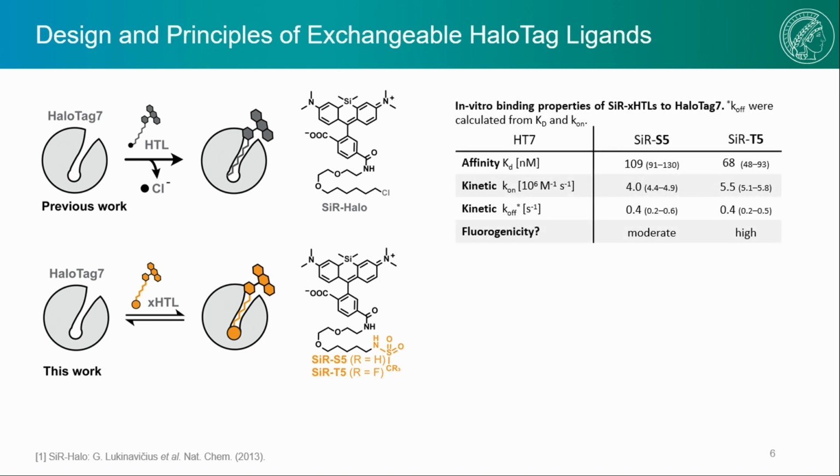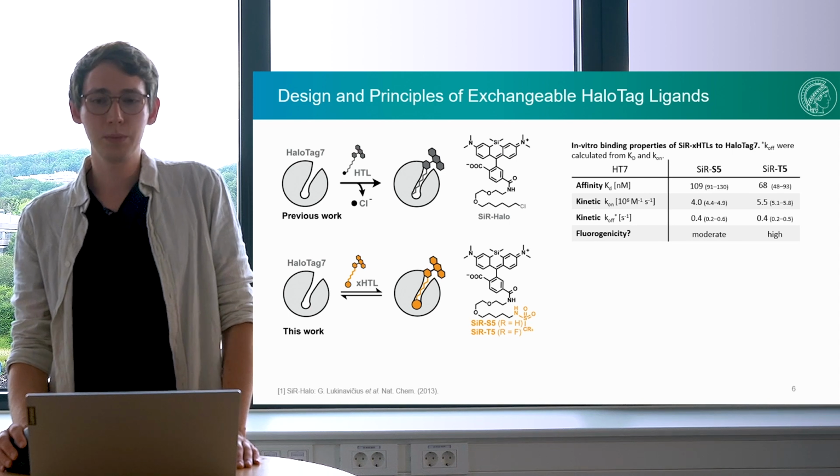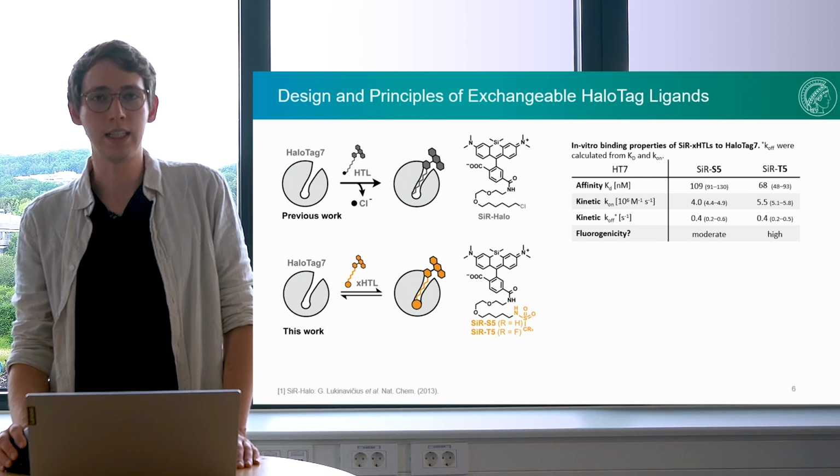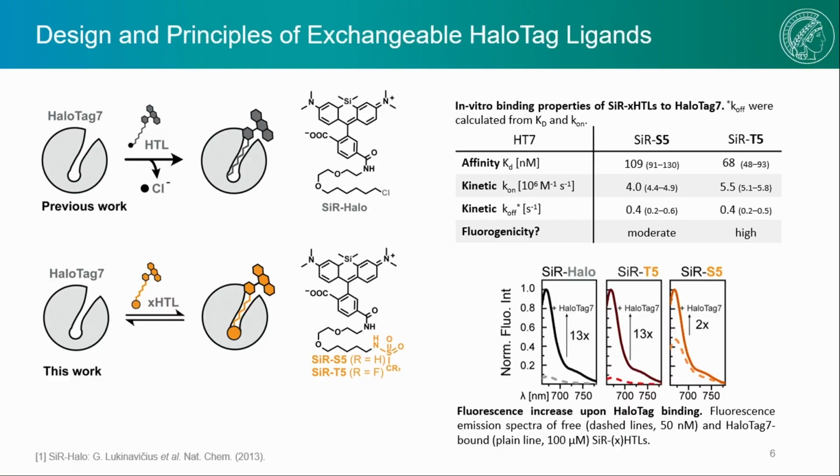Looking at some key properties, we have a binding affinity of around 100 nanomolar, which is well suited to have specificity for HaloTag binding, but also gives the option to be exchanged with exchange kinetics in the range of PAINT labels. The biggest difference between S5 and T5 lies in their fluorogenicity. As you can see here by fluorescence emission spectra in presence and absence of HaloTag, SiR-T5 yielded a similar fluorescence turn-on as covalent SiR labeling, whereas the S5 ligand shows decreased fluorogenicity with a higher background fluorescence in absence of HaloTag.